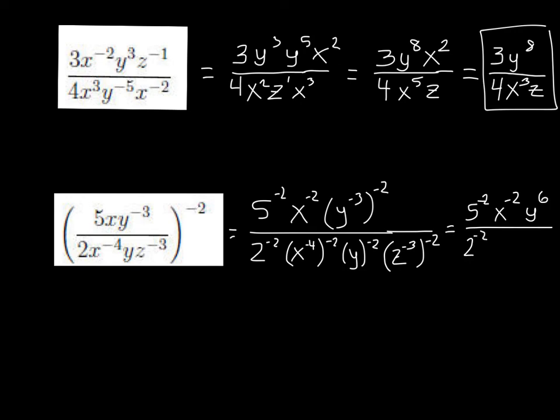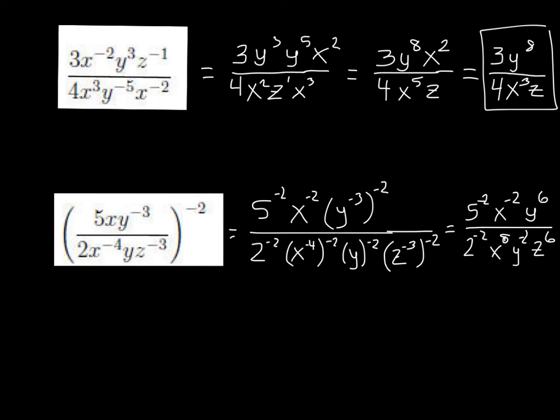Then I have x to the 8th, because x to the negative 4 to the negative 2, we're going to multiply the powers, which is positive 8. And then we have y to the negative 2. And then we have z to the positive 6. Again, negative 3 times negative 2.